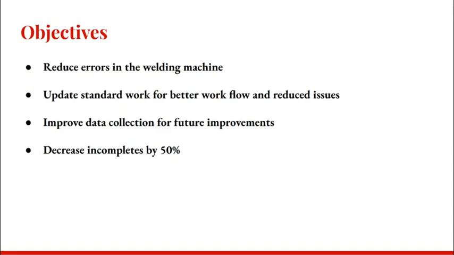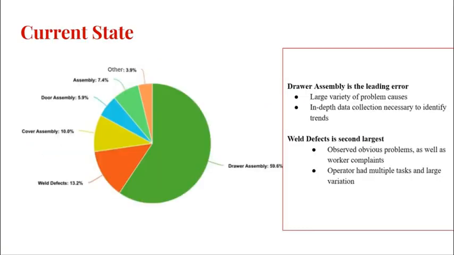So our objectives were to reduce the errors in the welding machine, to update the standard of work to better workflow and reduce our issues, improve data collection for future improvements for other groups, and decrease incompletes by 50%. During our current state analysis, it was identified that drawer assemblies in the metal cabinets were the largest error issue, but this was not able to be tackled in the amount of time that our group had during this project, so we moved on to weld defects because that was the second largest error.